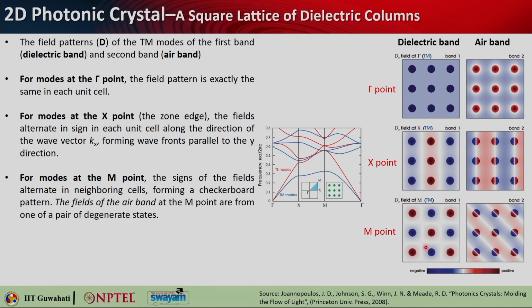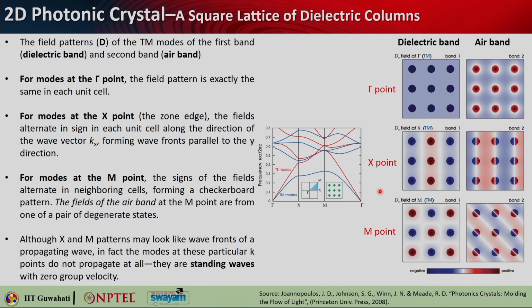And for the M mode, the signs of the field alternate in each unit cell along both x and y directions. That is where it is a corner point. The fields in the air band here are basically a pair of degenerate states. So, you can get degenerate states, and so on. This is the difference in the displacement field pattern. We are only plotting the z component here, Dz, for the TM modes, and at the 3 different important points we are able to see the patterns.